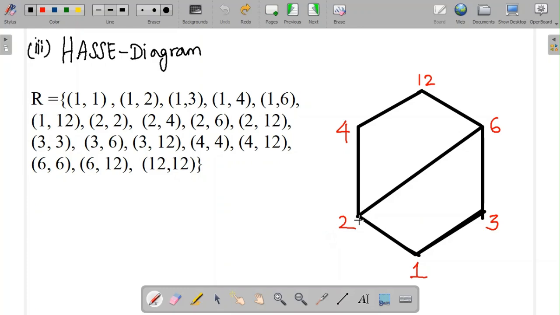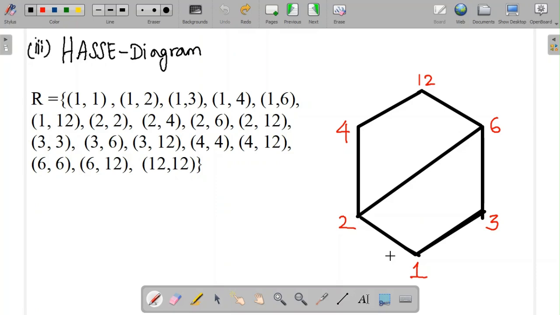And look at the strategic position of 2 and 3. 1 is related to 2, 1 is related to 3, but 2 and 3 are not related. 2 doesn't divide 3, and therefore we do not have a 2, 3 pair. So they are almost on the same height above 1. Similarly, we have 2, 4 and 2, 6, but 4 doesn't divide 6. So 4 is almost at the same height as 6, and both are placed above 2.